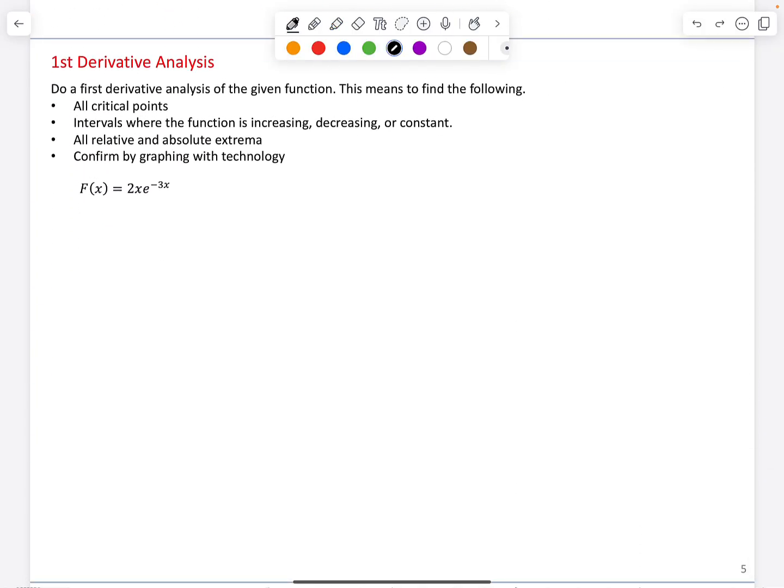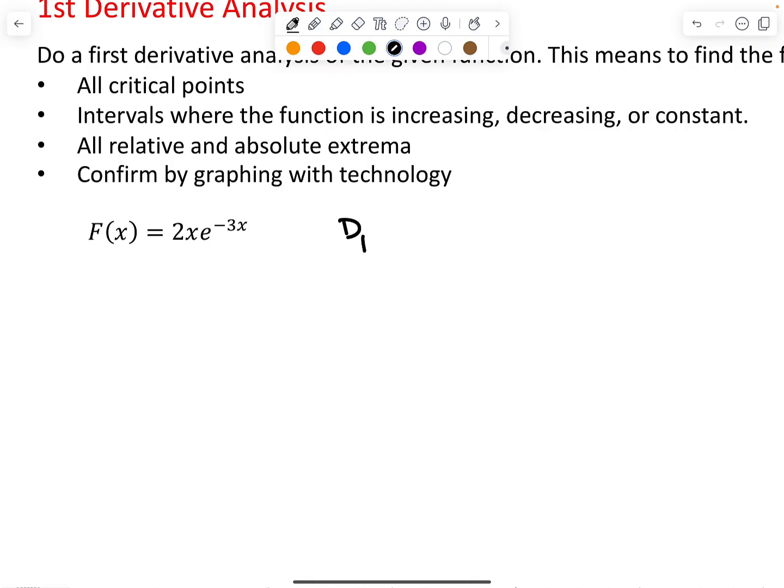Same instructions, new function. We'll begin with a domain of this capital F function. Now this function is a product of a part polynomial, part exponential. Both of these functions individually have domains of all real numbers. You can double any number, and you can do e raised to any number. So the overall domain of this function is all real numbers. Now let's find the derivative.